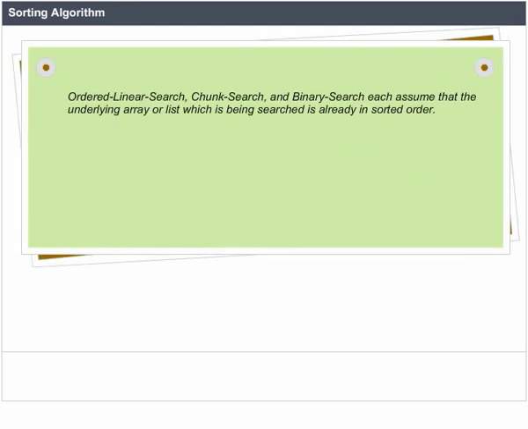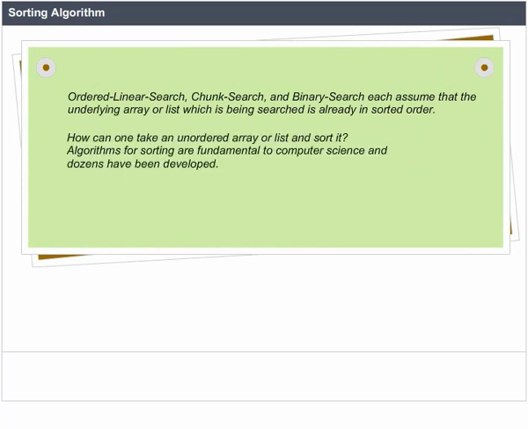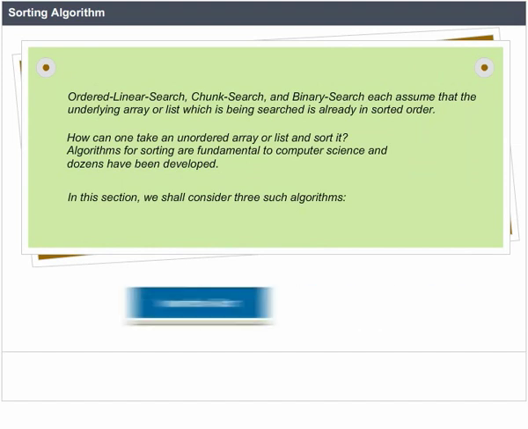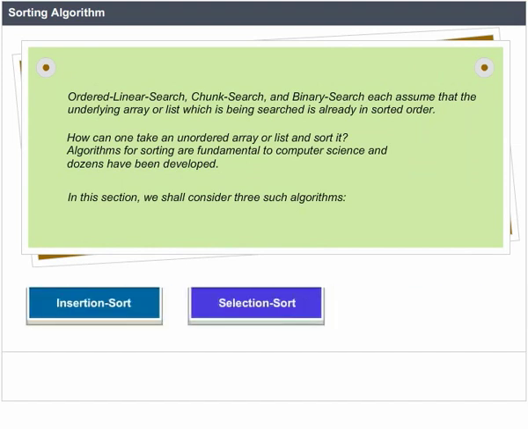Sorting algorithms. Ordered linear search, jump search and binary search each assume that the underlying array or list which is being searched is already in sorted order. How can one take an unordered array or list and sort it? Algorithms for sorting are fundamental to computer science and dozens have been developed. In this section, we shall consider three such algorithms: insertion sort, selection sort, and merge sort.